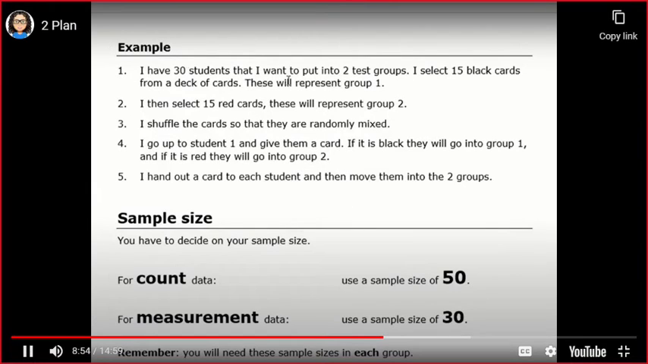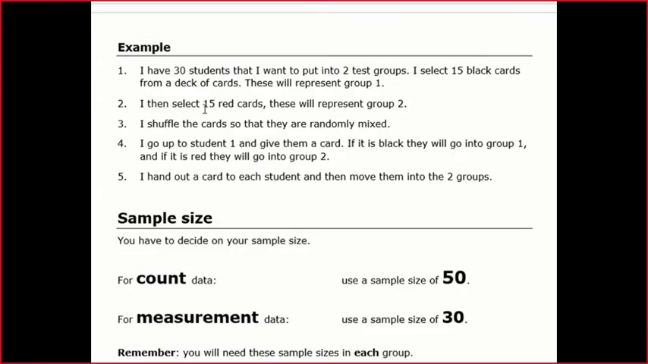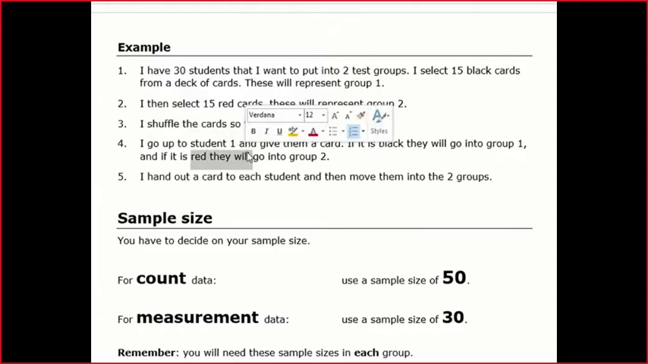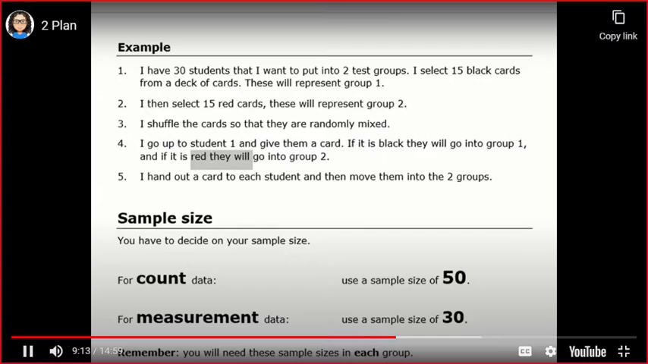15 black cards representing group 1 and 15 red cards representing group 2. Shuffle them up so they're randomly mixed. And that's important so that I know that you've identified how we're going to make them random. And then I give each student a card. If it's this, they do that. If it's this, they do that. And move them into the right groups.